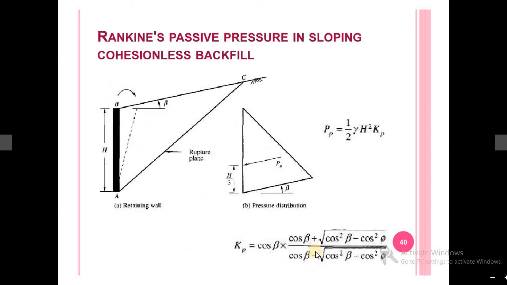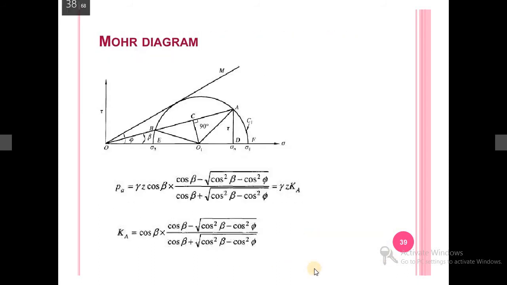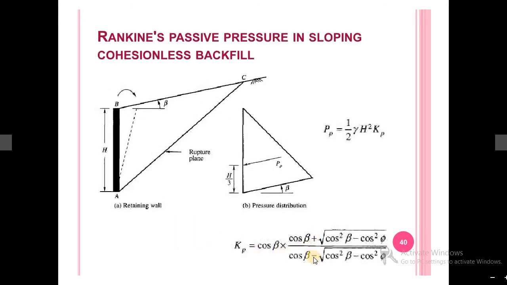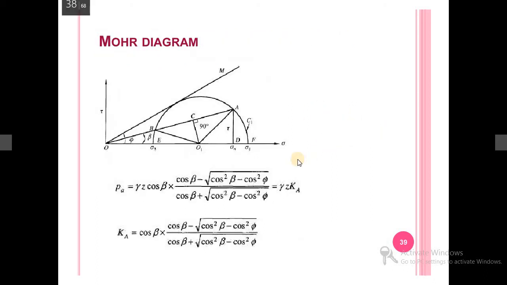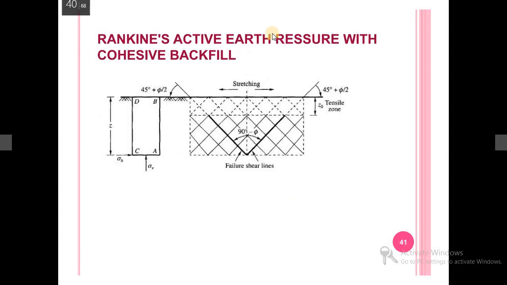So similarly, the only difference is between these plus and minus signs. If you observe, here minus and here plus, and in the Kp, here plus, here minus. And again the total pressure will be 1/2 gamma h square Kp. So that is the similar part. Okay, so this is how we can compute this earth pressure.